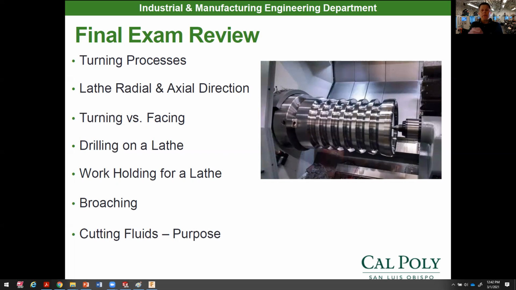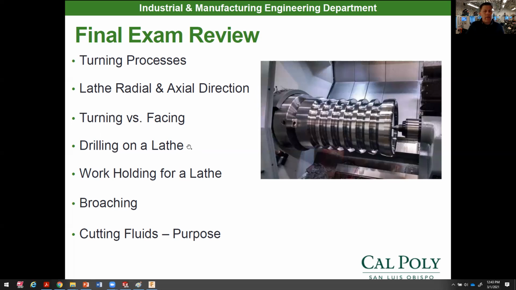And I would know the difference between the radial direction and the axial direction. Axial is along the axis of the part. So it's down the z-axis of the part. So it's the length of the part. Radial direction is the diameter of the part, or the radius of it technically. It's the cross direction. So the cross slide moves in the radial direction and that carriage moves in the axial direction right there.